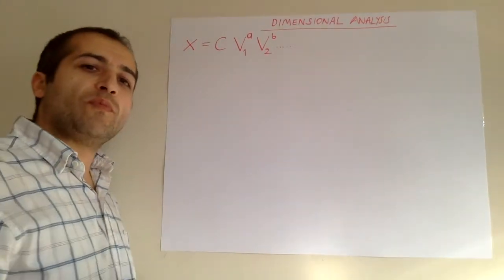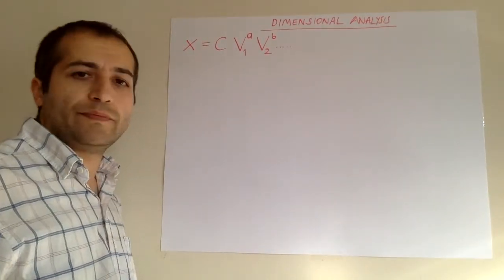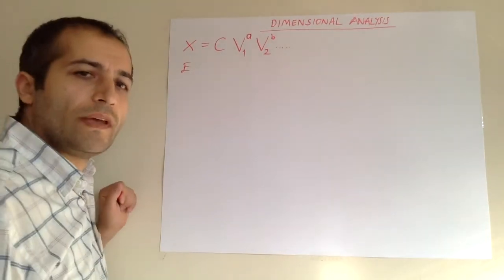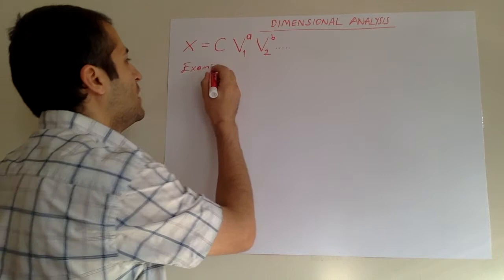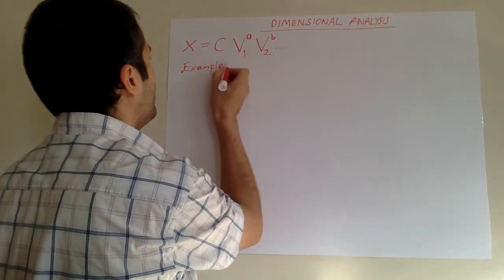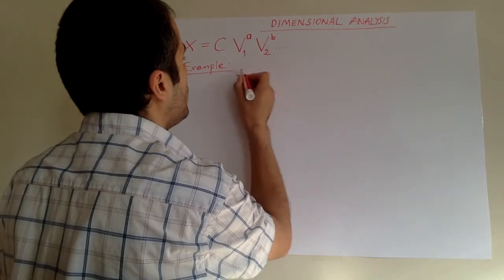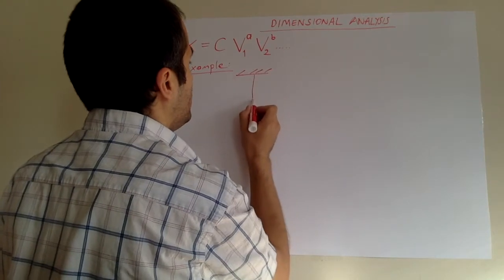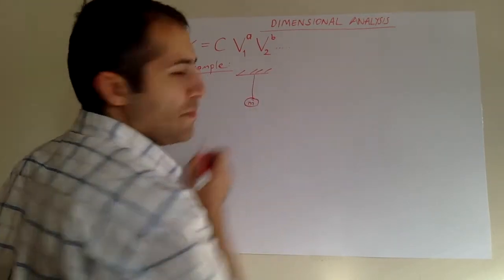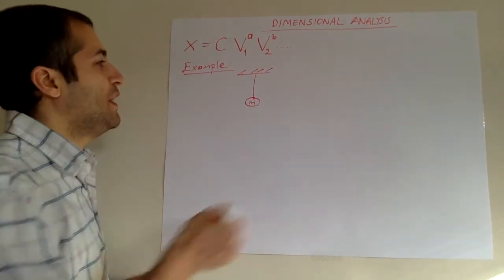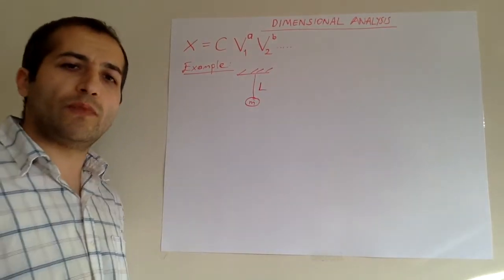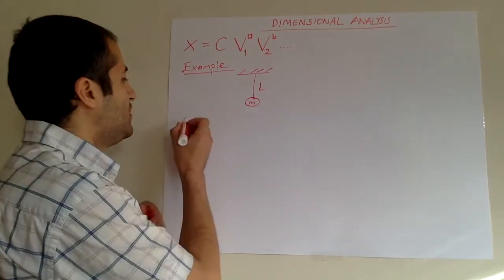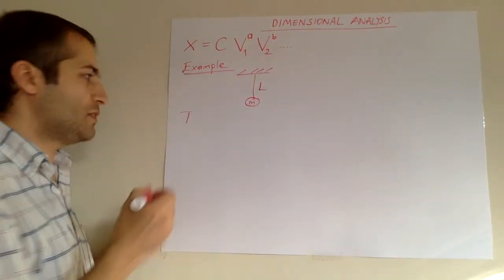I think it's going to be more clear if we solve an example. So here is the example. Consider a pendulum with a rope length of L, as I show in this figure, and a bob with a mass of M attached to the rope of length L. And we want to come up with a formula to predict the period t of the oscillations.